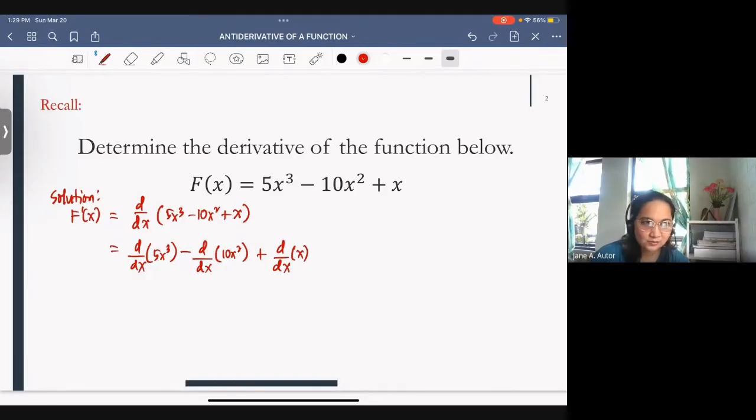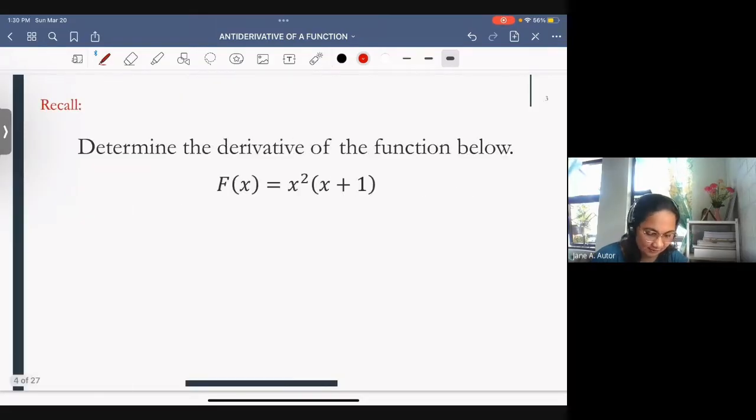And since you already know the power rule for the derivative of a function, let's go directly to solving the derivative of 5x cubed. And that will be 5 times 3, 15, x raised to 3 minus 1 is 2. So 15x squared minus 10 times 2, we have 20, and then 2 minus 1 is 1. So that's 20x raised to 1, or 20x, plus the derivative of x is equal to 1. So our f prime of x is equal to 15x squared minus 20x plus 1.